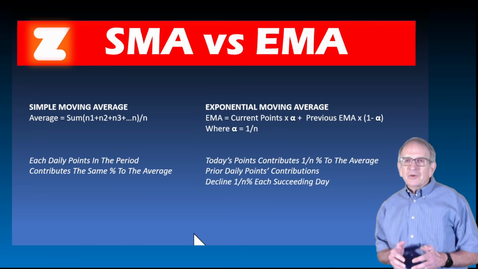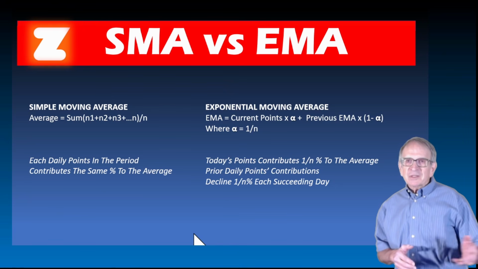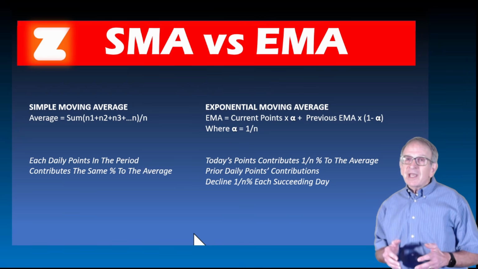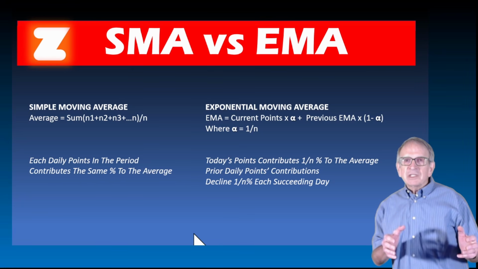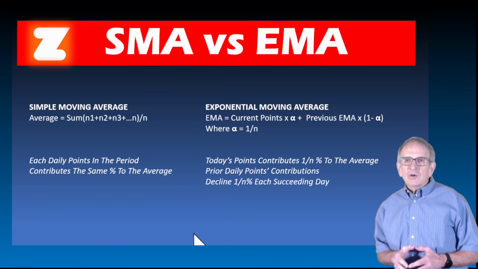So a takeaway for the EMA is that the most recent values contribute more heavily to the average than the later values. And SMA and EMA calculations are really fundamentally different. The SMA calculation is for a discrete number of values in a period of time. So for example, the preceding 10 values divided by 10.